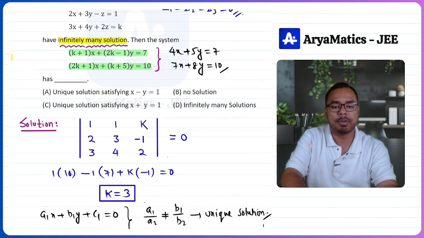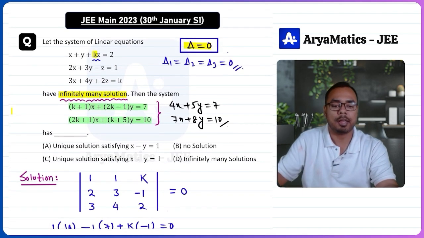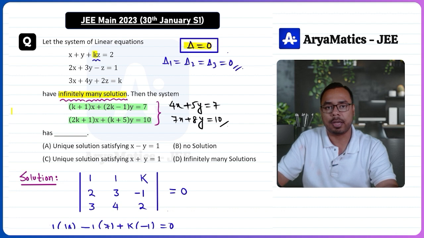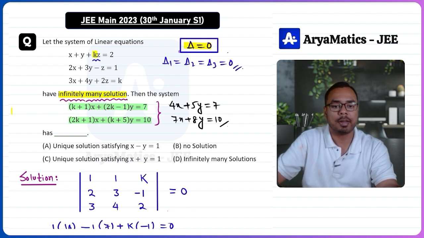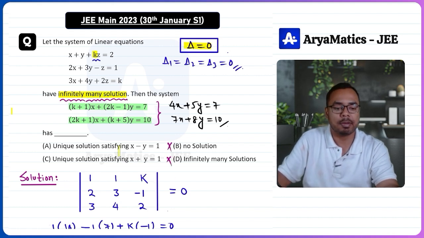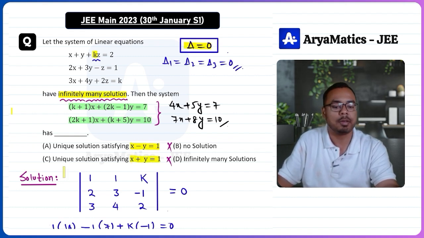So here if you notice, we are getting the first case, right? a1 by a2, 4 by 7, is not the same as 5 by 8. Clearly, for these two lines their slopes are different. So that means we'll get a point of intersection between these two lines, and therefore we'll have a unique solution. So no solution and infinitely many solutions, these two options are incorrect. Now we have to check whether the solution satisfies the condition x minus y equals 1 or x plus y equals 1.